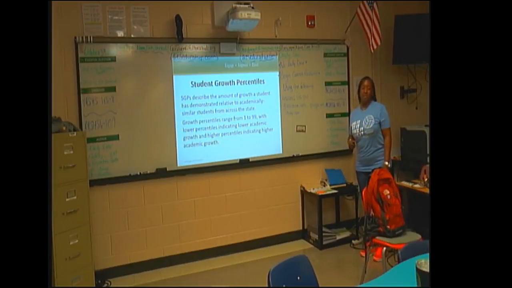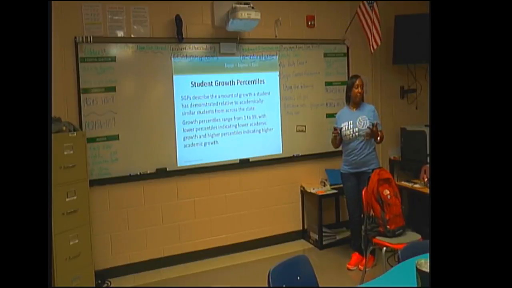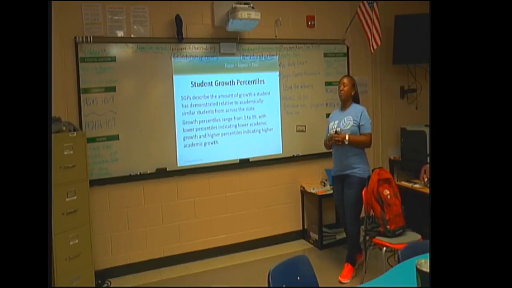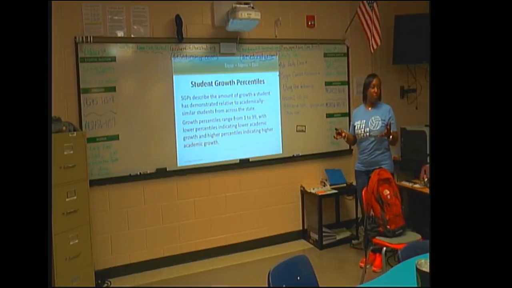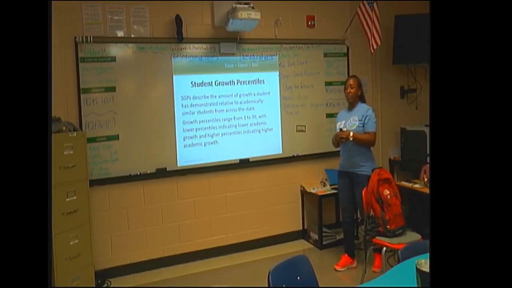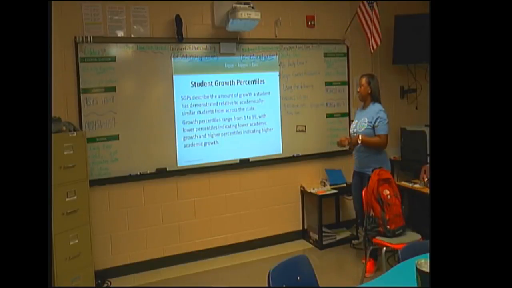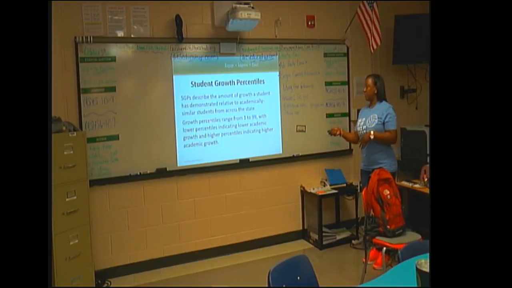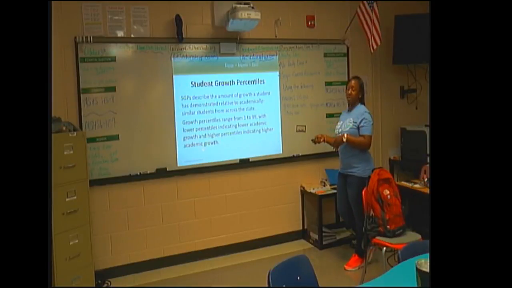Okay, student growth percentiles. This is where we look at apples to apples. So if we have a student that scored 419 on their milestones, they look at all the students in the state with that score and compare their growth to their next year. Our growth percentiles range from 1 to 99. Low percentiles indicate lower academic growth. Higher percentiles indicate higher academic growth.